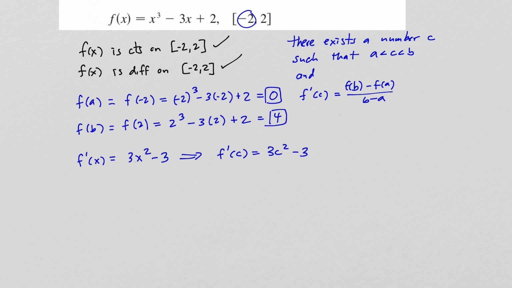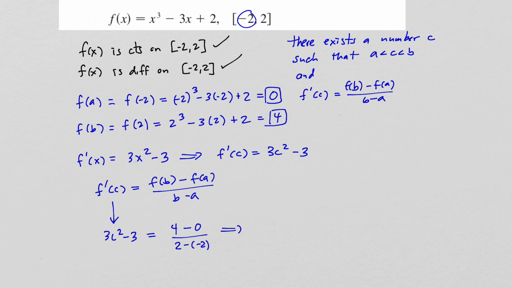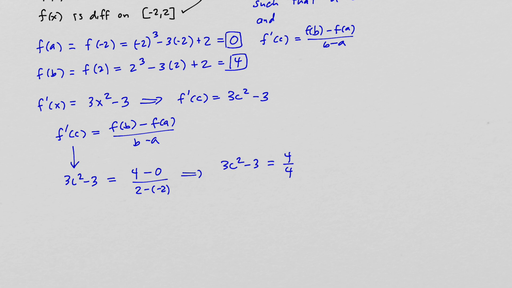Now we're going to use the mean value theorem, which says f prime of c must be equal to f of b minus f of a divided by b minus a. F prime of c is 3c squared minus 3. F of b is 4 minus f of a is 0. And we're dividing by b minus a, which is 2 minus -2. And so this is 3c squared minus 3 is equal to 4 divided by 4, which of course is 1.